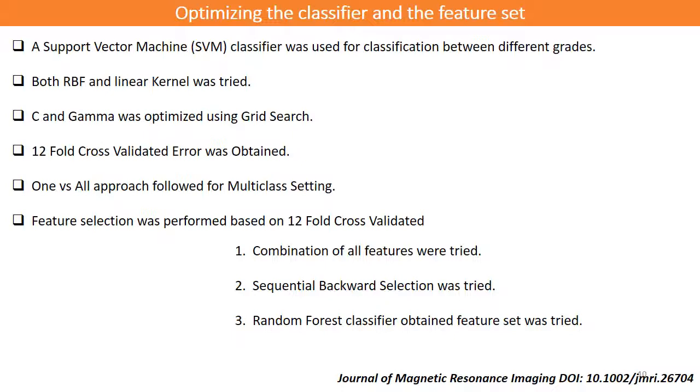Next, feature selection was performed. At first, all the features were combined to obtain the 12-fold cross-validated classification accuracy. Next, we used sequential backward selection or SBS method. Finally, we used random forest classifier to perform feature selection.